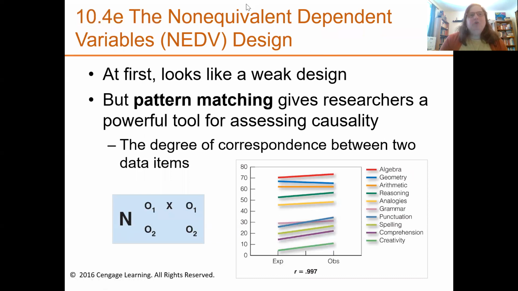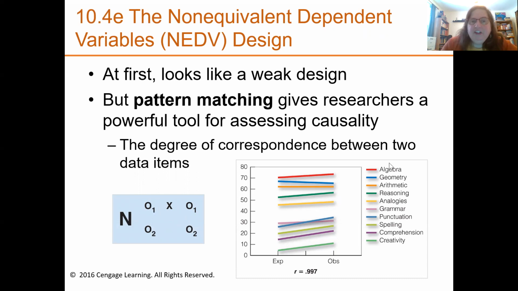Oh, yes, the non-equivalent dependent variables design, or the NEDV design. Now, at first, this kind of looks like a weak design, but pattern matching gives researchers a powerful tool for assessing causality. So you look at the degree of correspondence between two data items. So let's look at this. We have completely no random assignment to groups. We have our measurement O1 X O1 and O2 O2. So it looks pretty weak because not the same measurements, right?